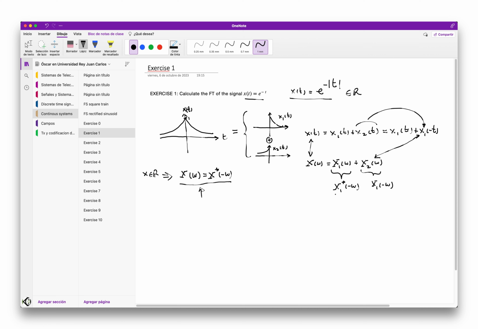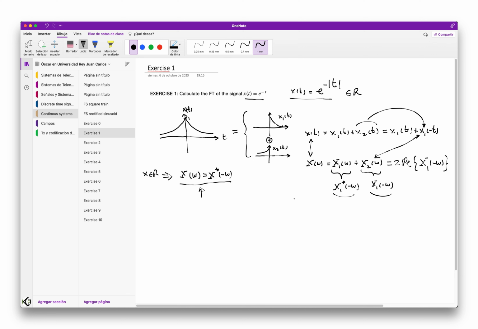So look at this, we have a certain Fourier transform and the same which is not conjugated. You know that if we add two complex numbers which are the conjugate of each other, the result is 2 times the real part of the number. So in this case, this will be 2 times the real part of X1 of minus omega.